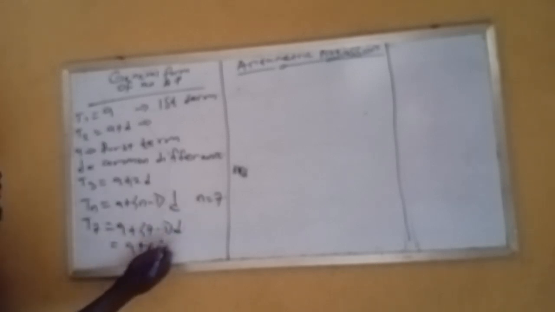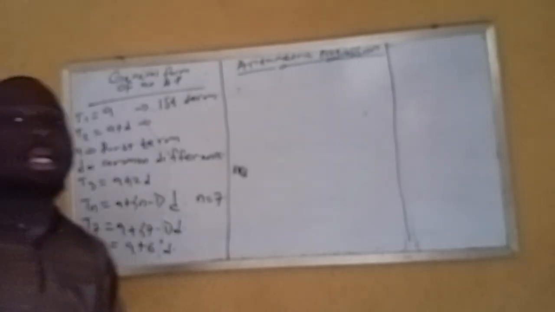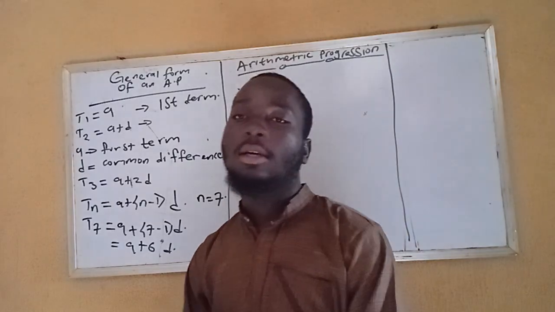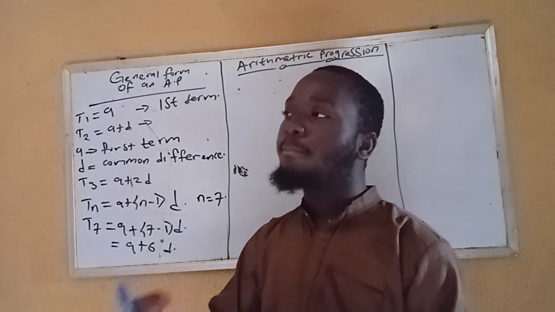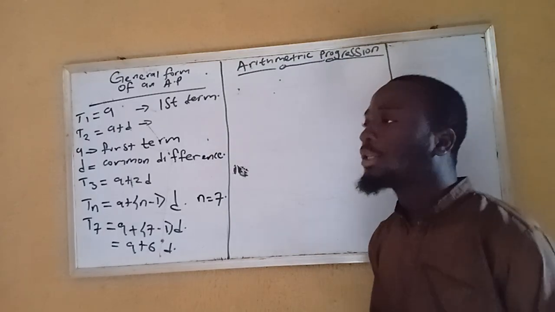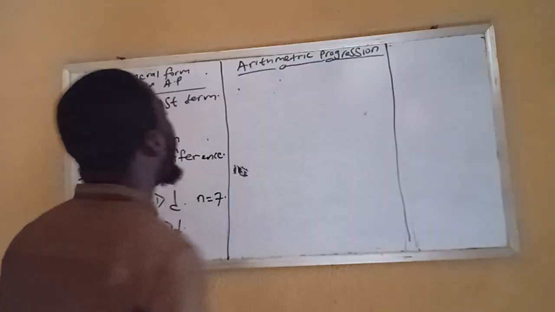So this will give us A plus 6D. If you're having T5, your fifth term, then your formula will be A plus 4D. You're going to be subtracting 1 from that 5 to get your formula. Assuming you're having the 100th term, it will be A plus 99D. The 80th term will be A plus 79D. You're just subtracting 1. These are the basic terms you need to know when dealing with this.